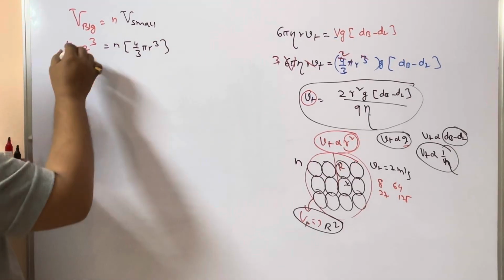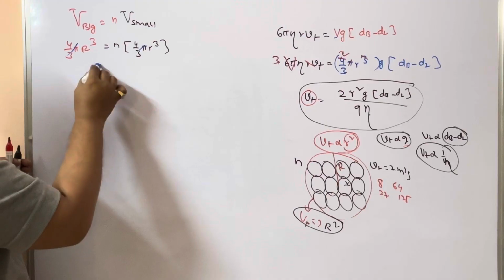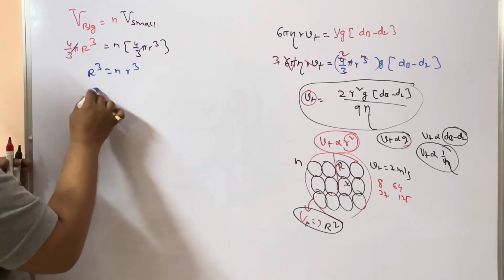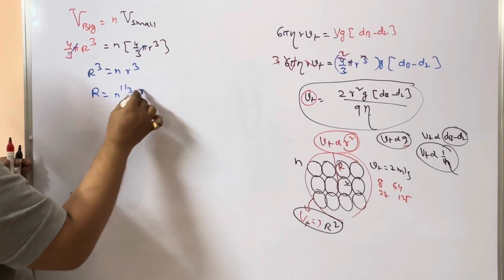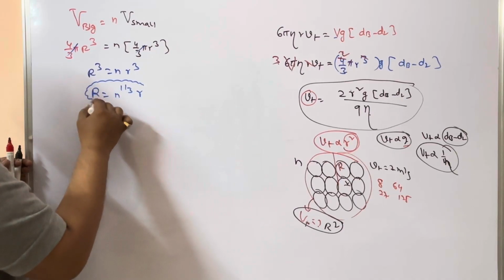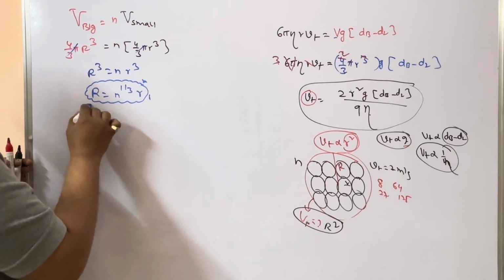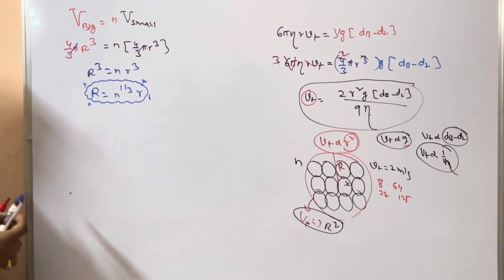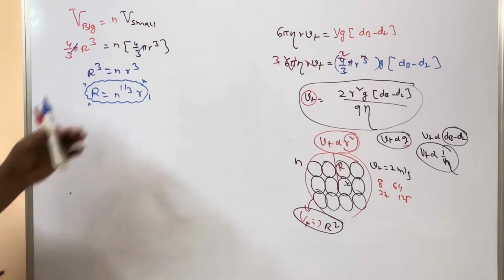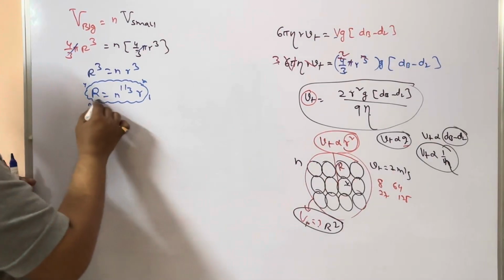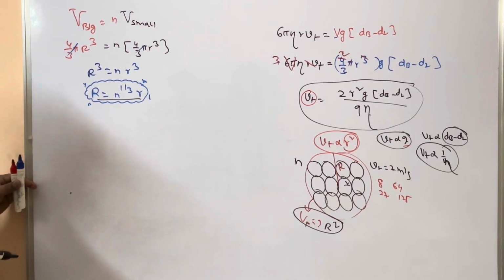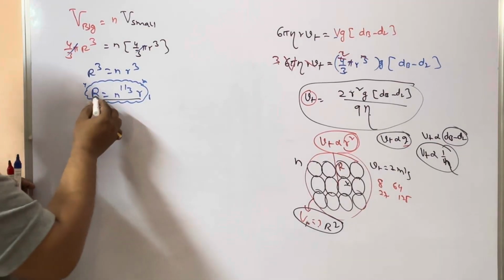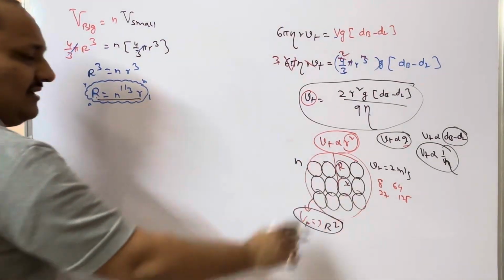So, these two will be cancelled. Then R cube equals n r cube. Then R is equal to n power 1 by 3 r. Very, very important equation. In competitive exams, you will get this equation so many times, in surface tension, in potential. Capital R is equal to n power 1 by 3 r. So, this is the radius of the bigger drop.